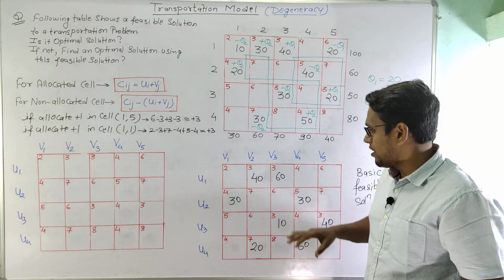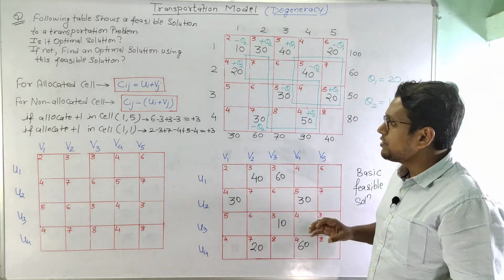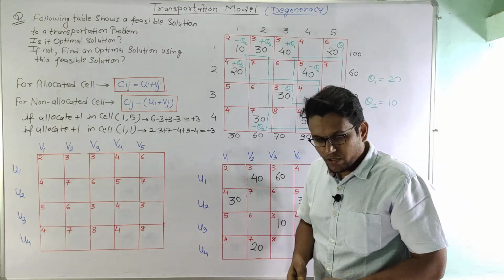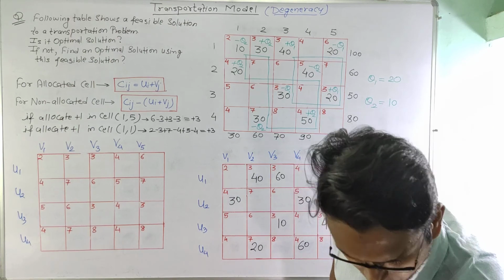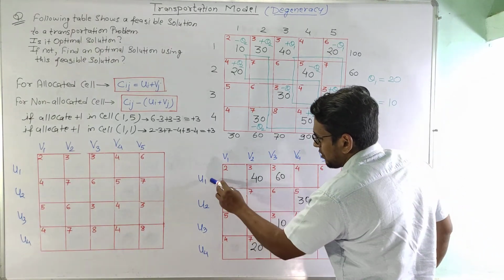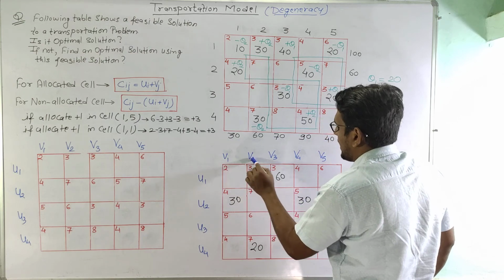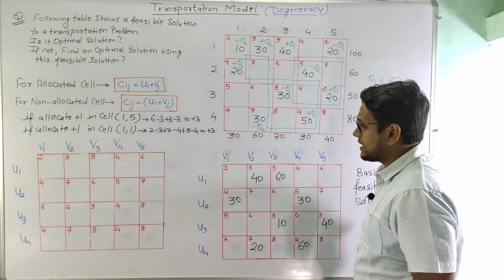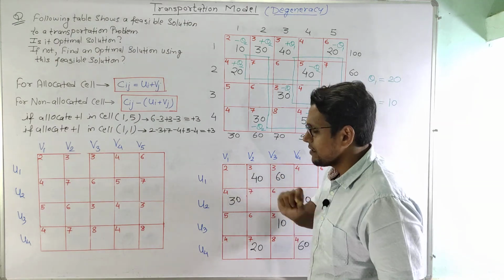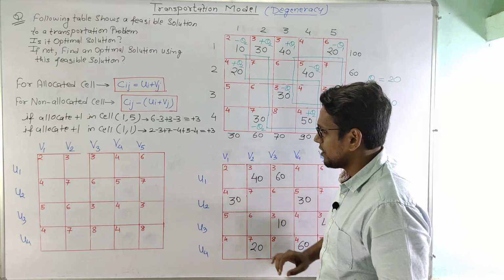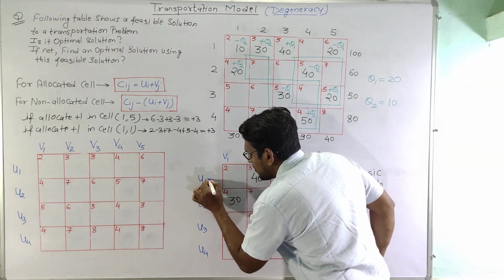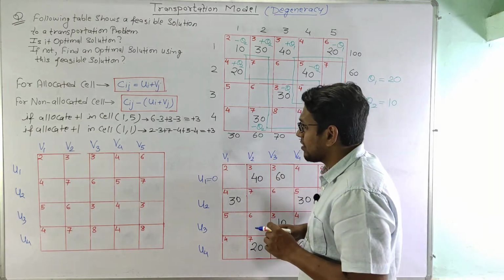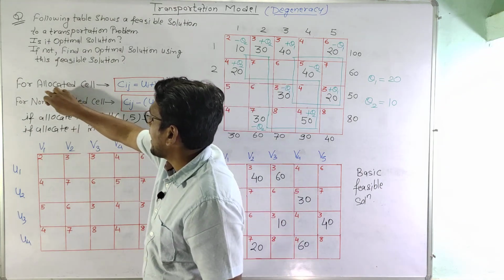So we need to conduct an optimality test. We will use the modified distribution method, which is also known as the MODI method. In the modified distribution method, we will have a certain set of variables and we will calculate the values for these variables, taking any one of the variables' value as 0. So here we will select the value of u1 as 0.